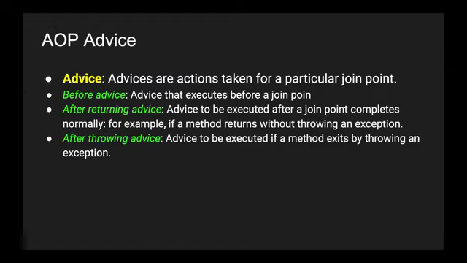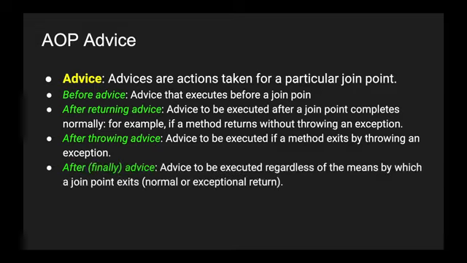We declare after returning advice with the help of @AfterReturning. Coming to after throwing, we declare @AfterThrowing, and we have after finally advice as well. This after finally advice is executed regardless of the means by which the join point exits, because it is the combination of after returning and after throwing. If the execution is normal or an exceptional return, then we can use this after finally advice.